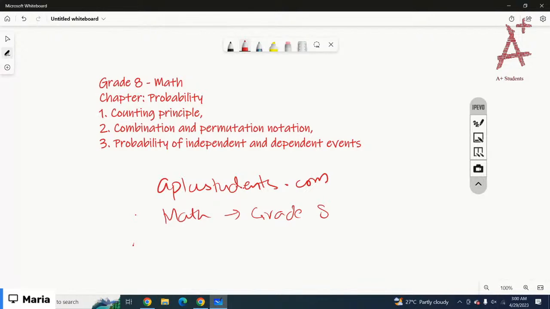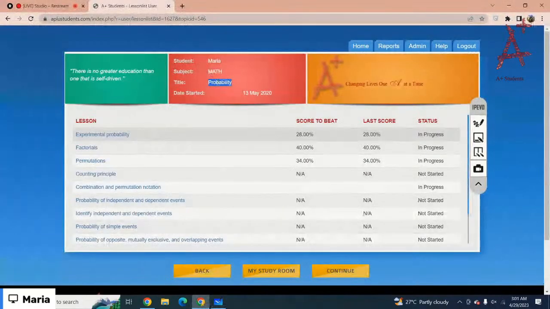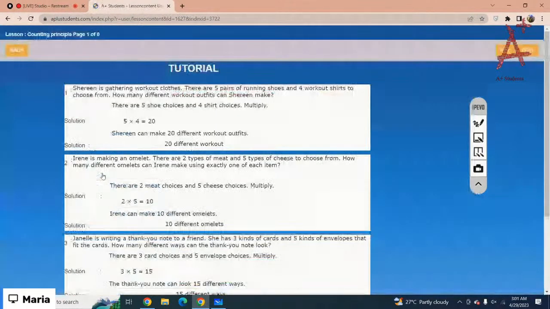The lessons we're going to cover today are counting principle, combination and permutation notations, and probability of independent events. So let's just start with the first lesson, that is counting principle. Here I'm on grade 8 maths. The chapter is probability and here is the lesson, counting principle. Let's just start with the lesson.